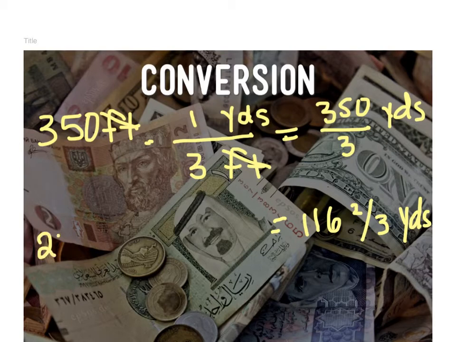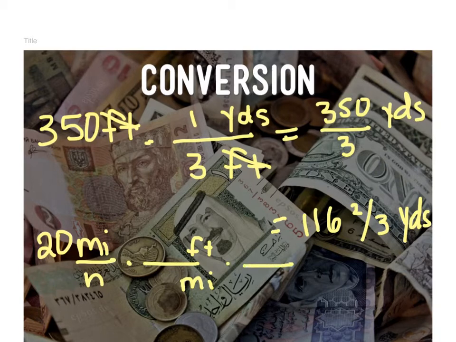Let's do 20 miles per hour, and we want to go to feet per second. So we have to do a fraction for each of these. I'll take care of miles first. Miles has to go on the bottom, and feet goes on top. And then to get rid of hours, hours has to go on top, and seconds has to go on the bottom, because we want them to cancel out, so they have to be on the opposite side of the fraction.